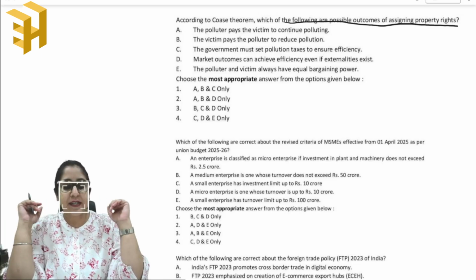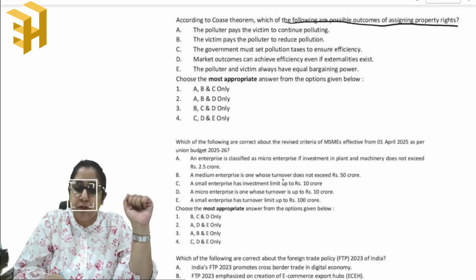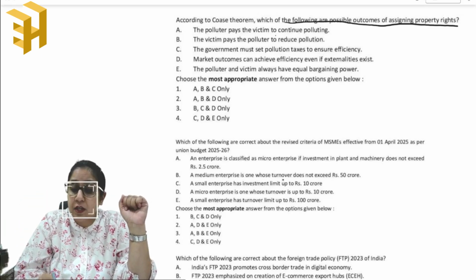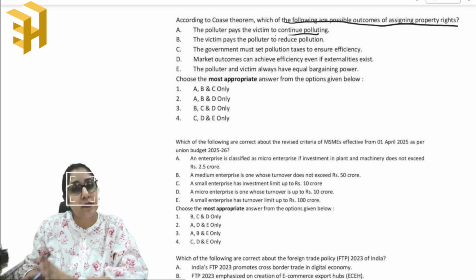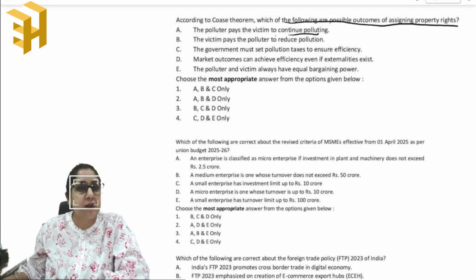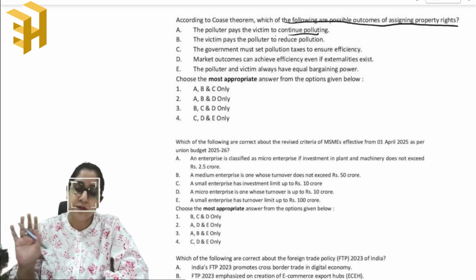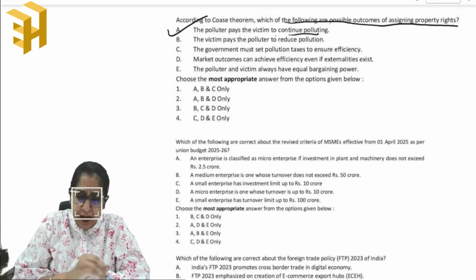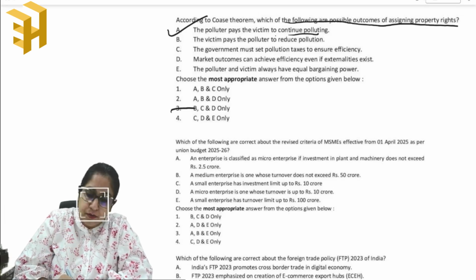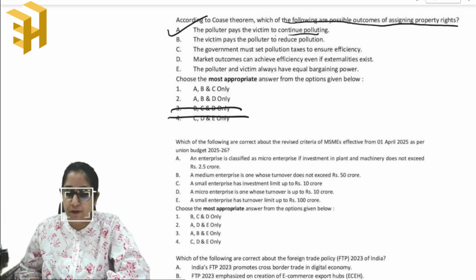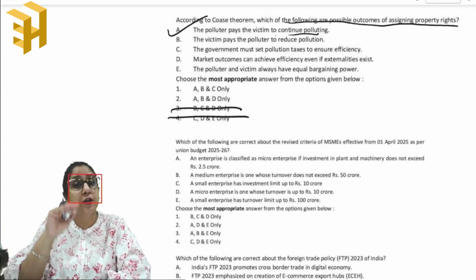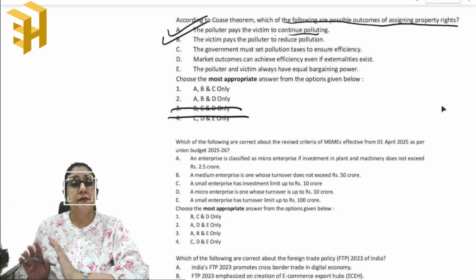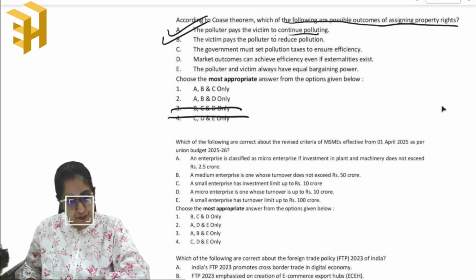So a statement is that the polluter pays the victim to continue polluting, meaning the polluter is kind of compensating the victim for all the suffering that he has caused. This is true, right? So A is true. 3 and 4 can be struck off. Then the victim pays the polluter to reduce pollution. That is also true, right?